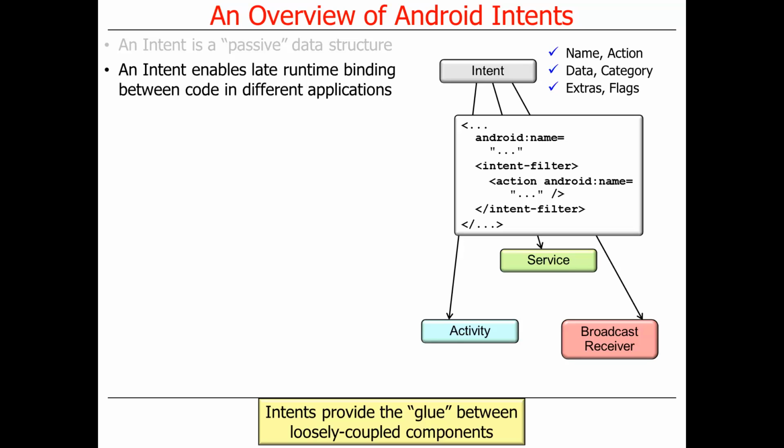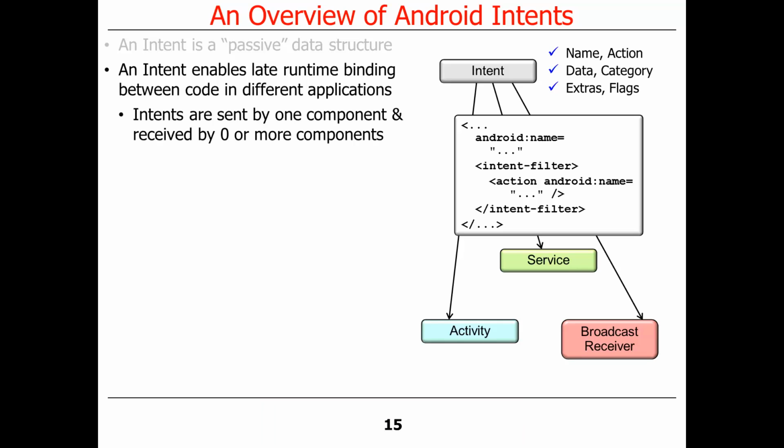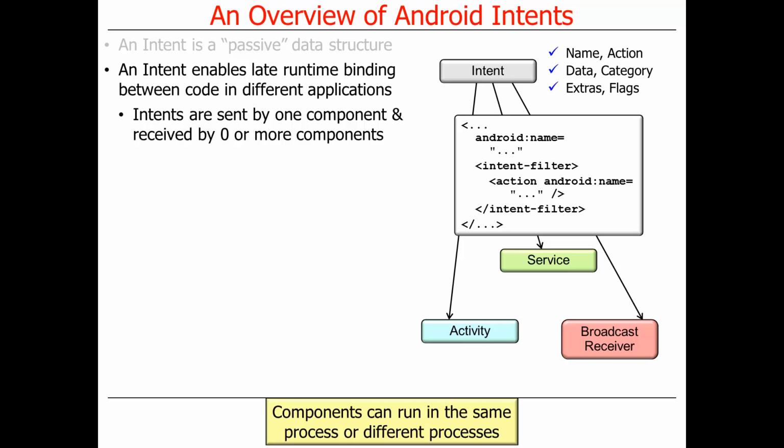And once again, this will undoubtedly seem abstract at the moment, and I'll show you some examples, but once you start to play around with this for the homework assignment, it'll become much, much more clear. An intent is sent by one component and received by 0 or more components. And we'll talk about the whole intent resolution process as we go through these slides. But that's a key theme, intent resolution, figuring out who is going to handle this intent and how that matching is done. And Android does a lot of this for you under the hood.